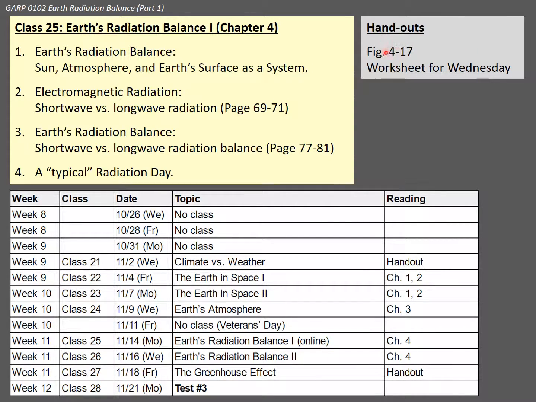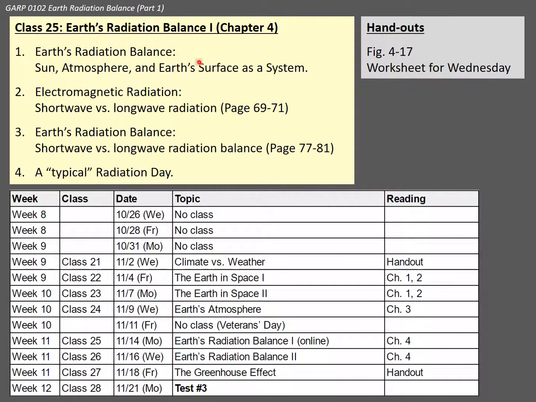So the main figure I showed, figure 4.17 rather, you have that as a handout, right? And it's also linked. You also have a worksheet that's due on Wednesday. We will, of course, pick this up again on Wednesday. We'll review this on Wednesday. I have a little exercise for you to do in class as well. And then we'll add a few more wrinkles to this in terms of how this plays out for us, depending on where we are on the planet. And then on Friday, we'll discuss in more detail the greenhouse effect. And then, of course, on Monday, the 21st, a week from today, we'll run the third test.